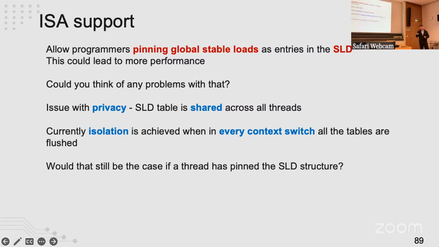But there is also another issue of privacy, because the SLD table is shared across both the hardware as well as the software threads inside a single core. This isolation is achieved when every time we have a context switch inside the CPU, all the Constable structures are flushed. However, we still have to ensure that if we pin an entry inside the SLD table, what would happen in that case if it would be flushed again and then reloaded, or other issues as well, in order to ensure the privacy between the different threads.